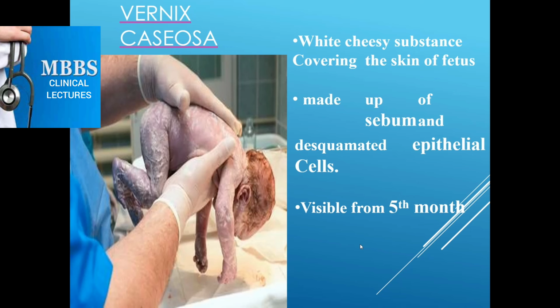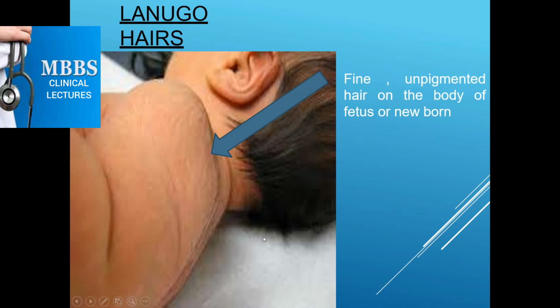Vernix caseosa is a white cheesy substance covering the skin of the fetus. It is made up of sebum and desquamated epithelial cells. It is visible on the body from the 5th month onward. This is all cheesy material. This is the vernix caseosa, which appears on the body after the age of 5 months of intrauterine life.